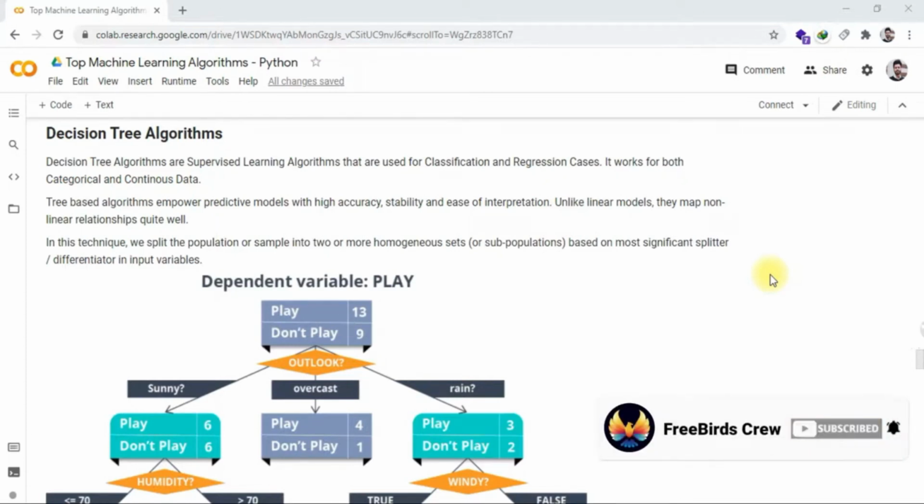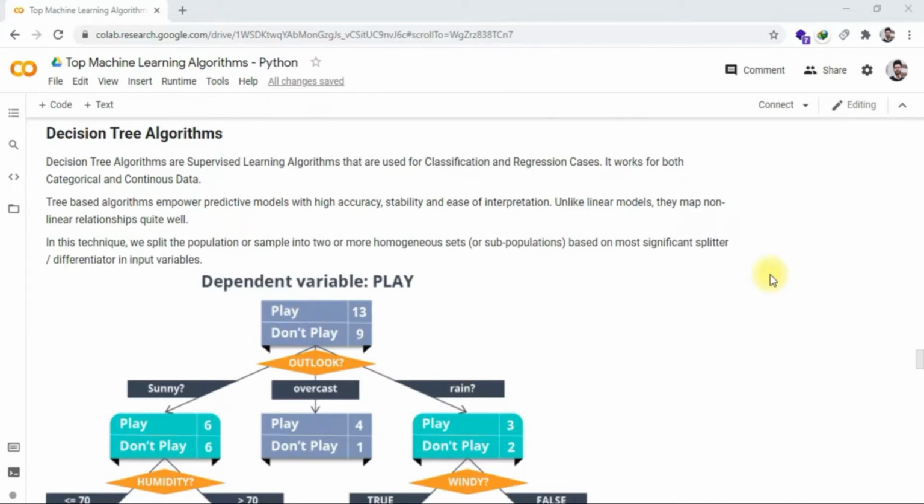Basically, decision tree algorithms are supervised learning algorithms that are used for classification as well as regression cases, because they work on both types of data, categorical data and continuous data. Categorical data means you have options like yes or no, true or false, boy or girl. These types of data are called categorical data. But continuous data contains many values or many columns, and that type of data is basically used in the regression cases.